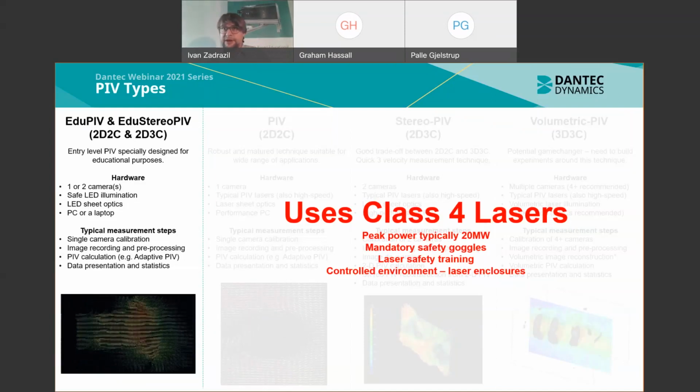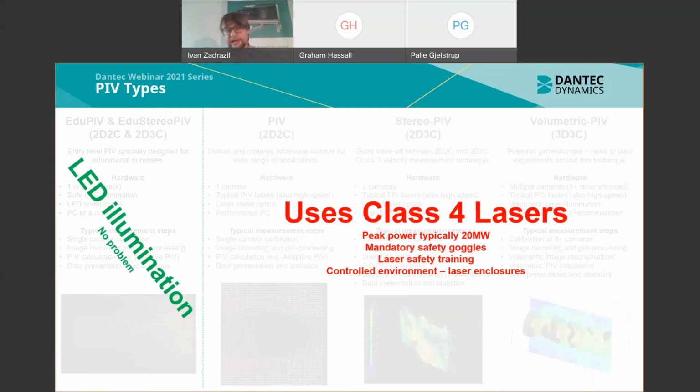So there's a mandatory use of laser safety goggles. Users have to undergo laser safety training. And of course, the systems are typically operated, or should be operated, in a controlled environment, which is a laser enclosure. On the other hand, Edu PIV uses LED illumination, so there is no problem with safety.